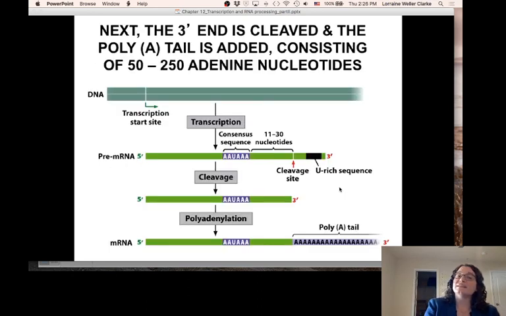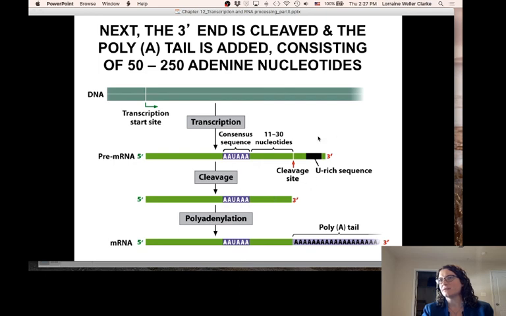Next, the 3' end is cleaved. In the pre-mRNA, you have what's called the consensus sequence. This is part of the untranslated region at the end. Then there's a couple of nucleotides here. The key is that this is where it would stop. Then you have this consensus sequence, and the cleavage site is somewhere 11 to 30 nucleotides further. So you cut it off.